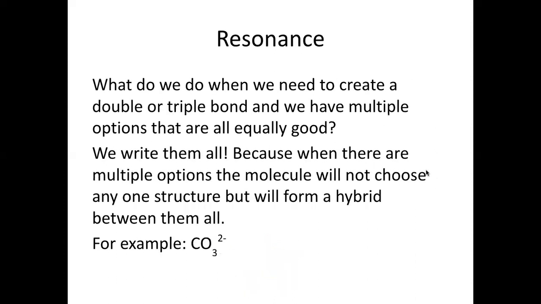So now that we've talked about bonding and some exceptions to the octet rule, we'll now talk about resonance. What do we do when we need to create a double or triple bond and we have multiple options that are all equally good? Well, we write them all, because when there are multiple options, the molecule will not choose any one structure, but will form a hybrid. So we will do an example of this.